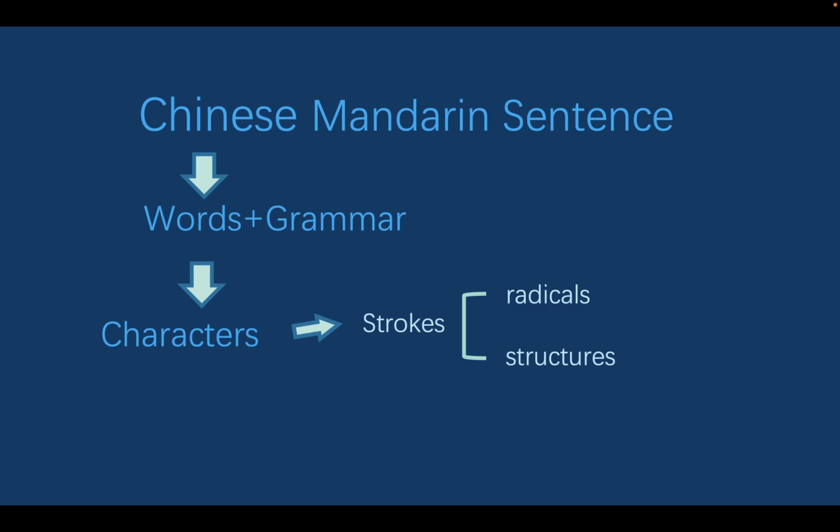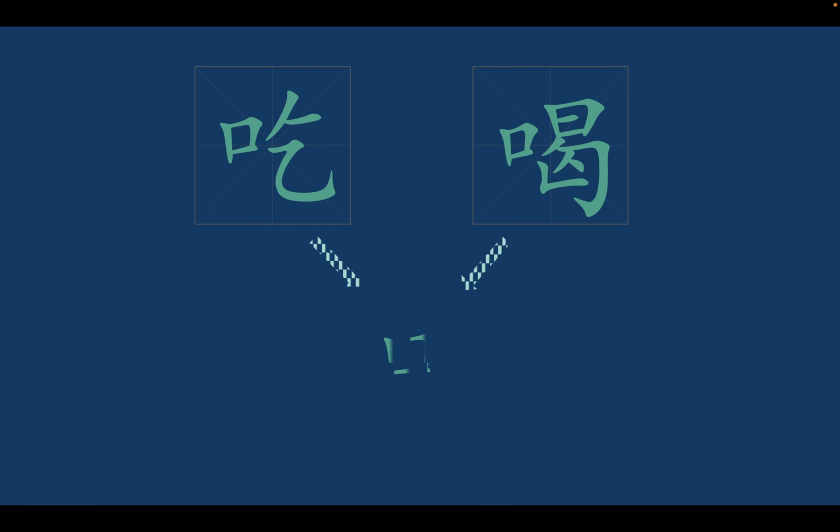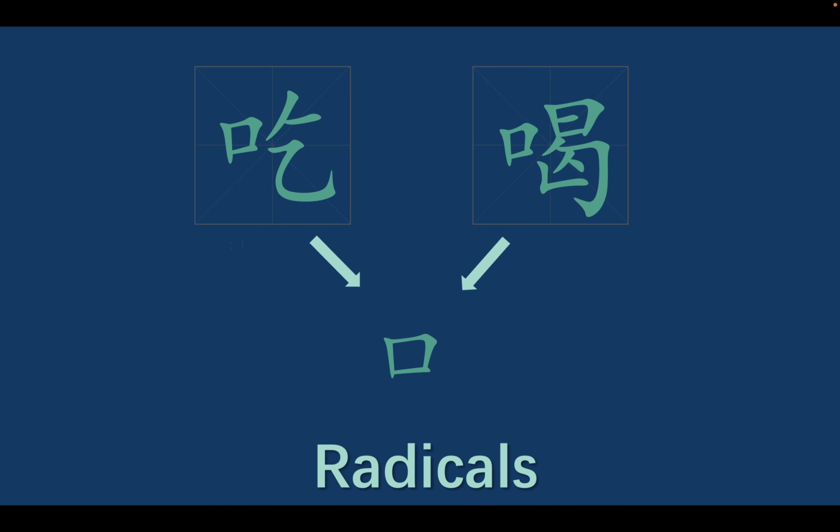Let's see these two characters. The left part of them is the same. This is one of the Chinese radicals. The meanings of these two characters are eat and drink. And the meaning of the radical is our mouth. So you can understand no matter whether we eat or drink, we both need to use our mouth. So that's why we have radicals. Radicals sometimes can identify the basic meaning of characters. So radicals are really helpful for beginners to understand a new character.